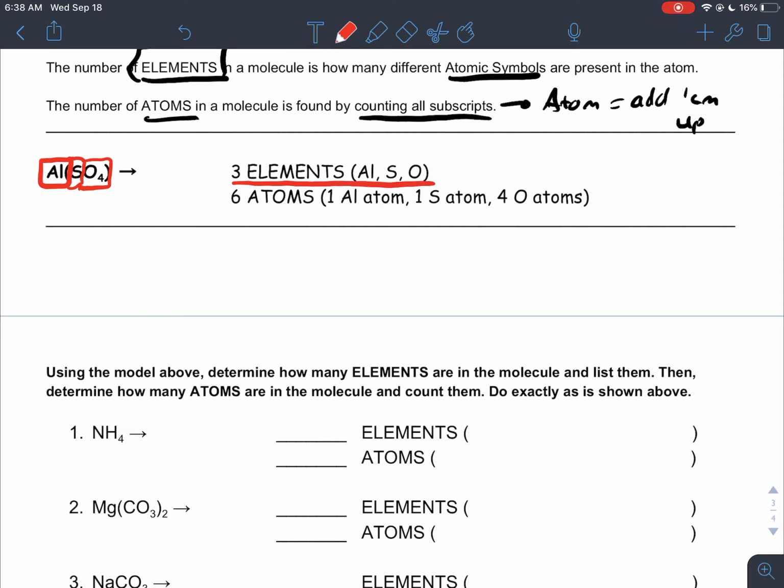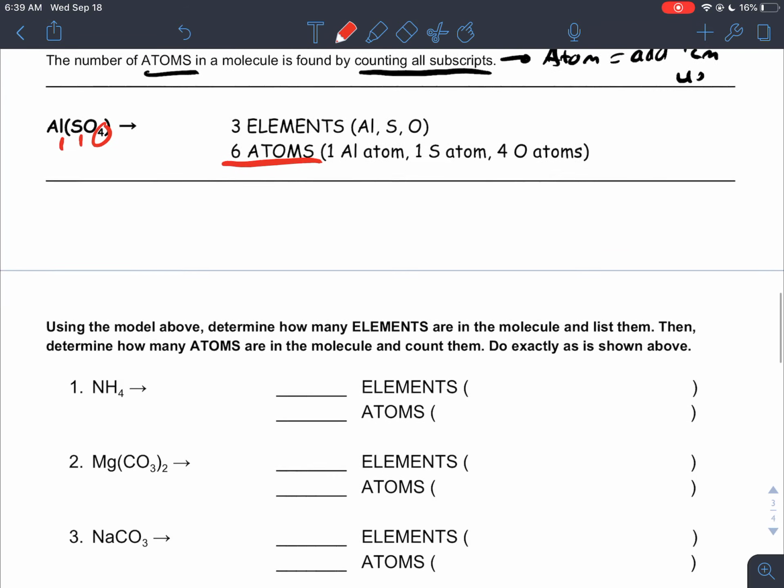Now if I'm trying to do atoms, I'm going to add them up. I have 1 Al. I'm going to get rid of my boxes. I have 1 Al, that hidden subscript. On S, I have a hidden subscript of 1. And on oxygen, I have a subscript of 4. So in total, I have 6 atoms, 1 Al, 1 S, 4 O's. That is what you're going to do.